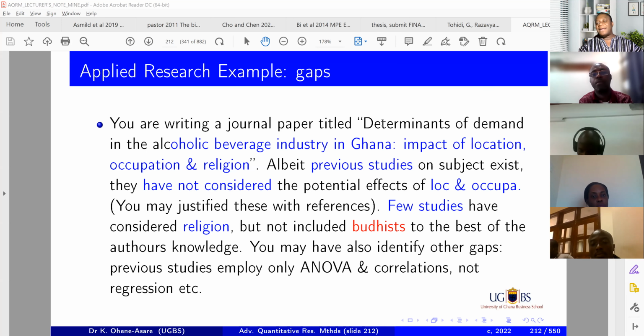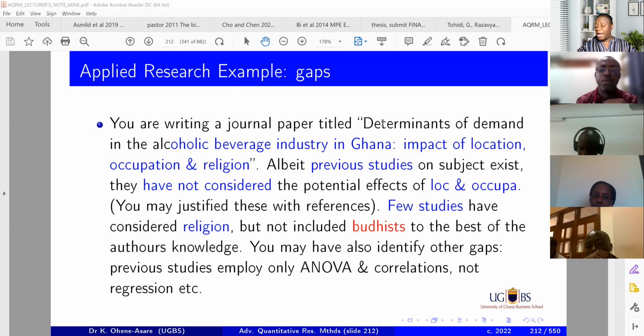Okay? But there might be methodological gaps. For example, previous studies have used ANOVA. They have used Kruskal-Wallis, okay, and then T statistics to look at the relationships, or the determinants of demand. But then you want to go ahead and use correlation and regression. That is a methodological gap that you want to fill in there.